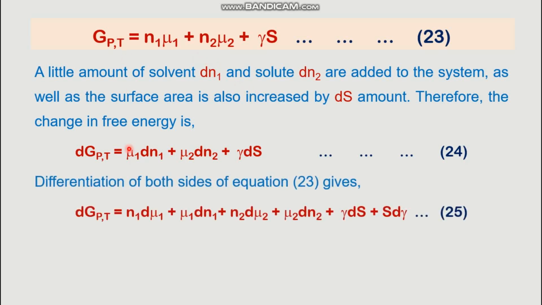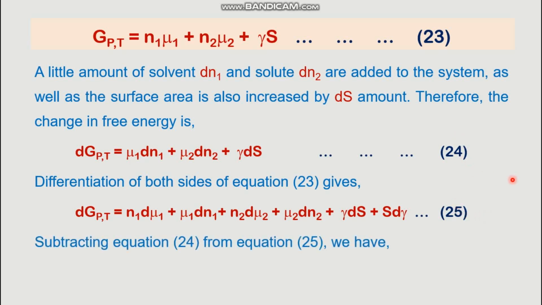What is the equation? Now this one is the equation. In the left hand side it should produce dG at constant pressure and temperature. Now it will have two parameters, N1 d mu1 and mu1 dN1. Now differentiating this one, it gives N2 d mu2 plus mu2 dN2. Now this one will also give two parameters. One is gamma ds plus another one is S d gamma. So this will produce equation number 25. Now the difference between these two equations will produce yet another equation. So subtracting equation number 24 from equation number 25, we have what we have here. dG would be cancelled out by this dG.